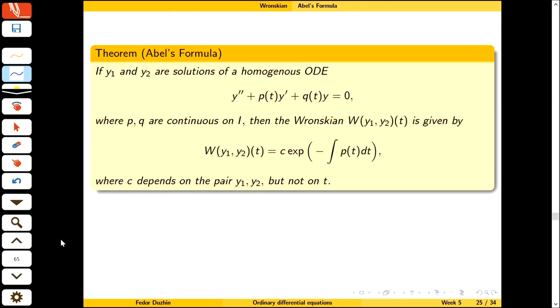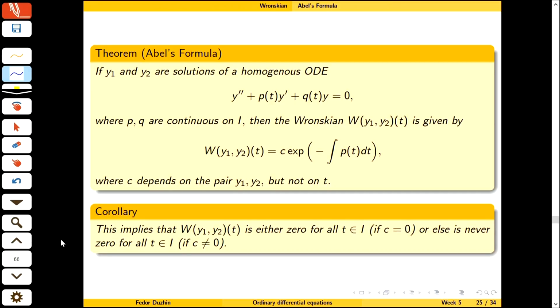Now the hardest part of today's lecture is Abel's formula. If we have two solutions of a linear second order homogeneous ordinary differential equation, then the Wronskian of these two solutions is given by the following formula: it is some constant times e to the power minus antiderivative of p of t dt.